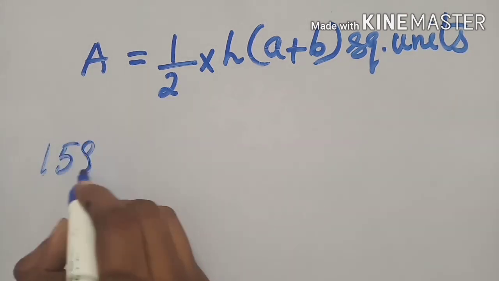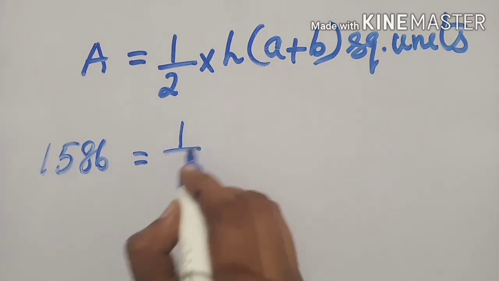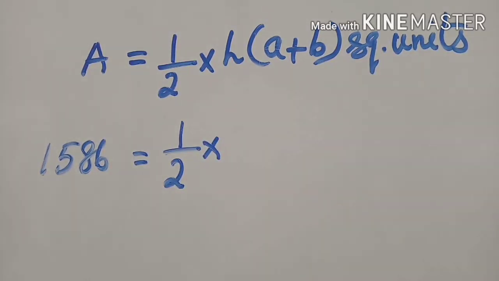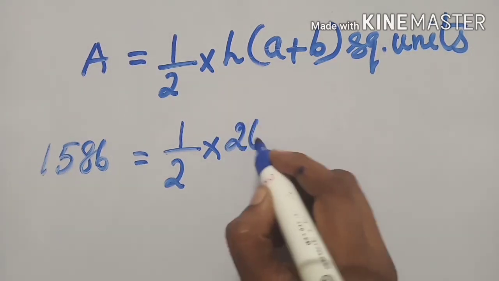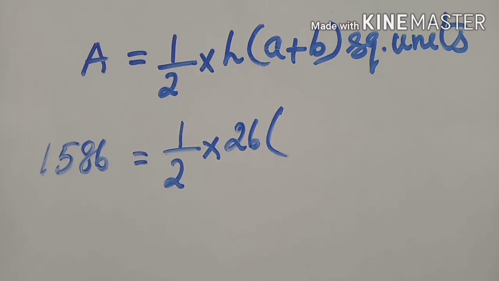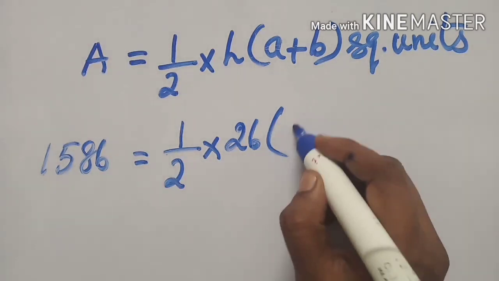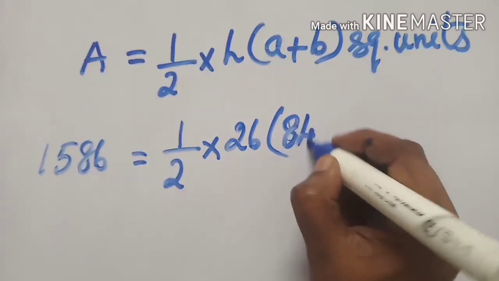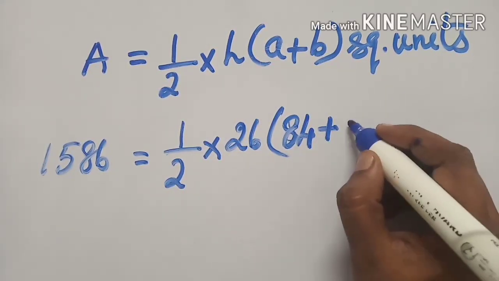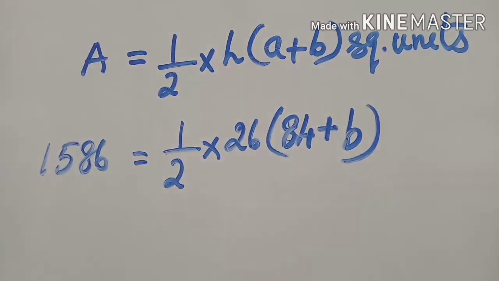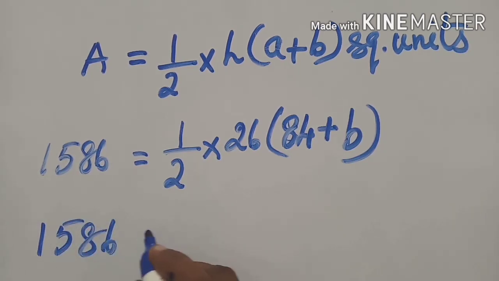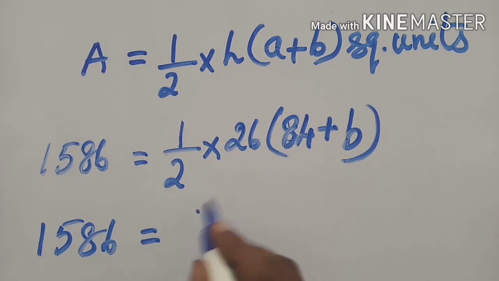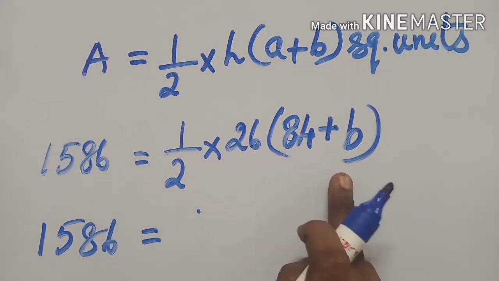1586 is equal to half into height. What is the height of the trapezium? 26 centimeter. 26 into parallel side. One side is 84 centimeter. We don't know the value of the other side, that is B. Write it as B as it is. Right. Next step, 1586 is equal to half into 26 into 84 plus B.